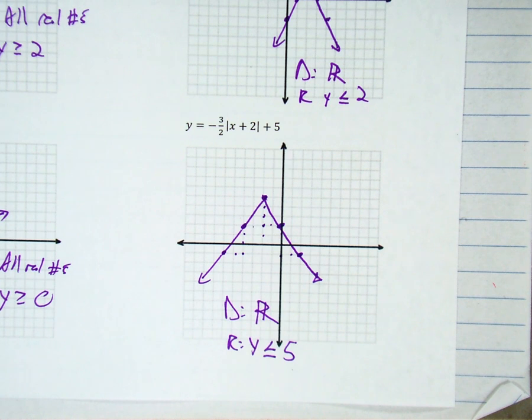Okay, you should have a worksheet today that has 12 problems on it. Alright, best of luck on that, and let me know if you have any questions. Tomorrow, next class, we'll be adding inequalities to our absolute values. Dotted lines versus solid lines, and where to shade.